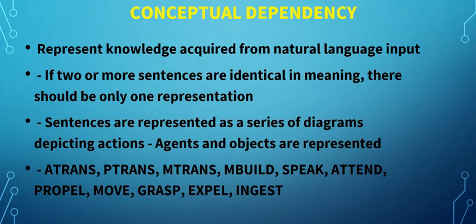Conceptual dependency. Conceptual dependency represents knowledge acquired from natural language input. If two or more sentences are identical in meaning, there should be only one representation. Sentences are represented as a series of diagrams depicting actions. Agents and objects are represented as A-trans, P-trans, M-trans, build, speak, attend, propel, move, grasp, expel, and ingest. Those are just agents and objects that are represented.